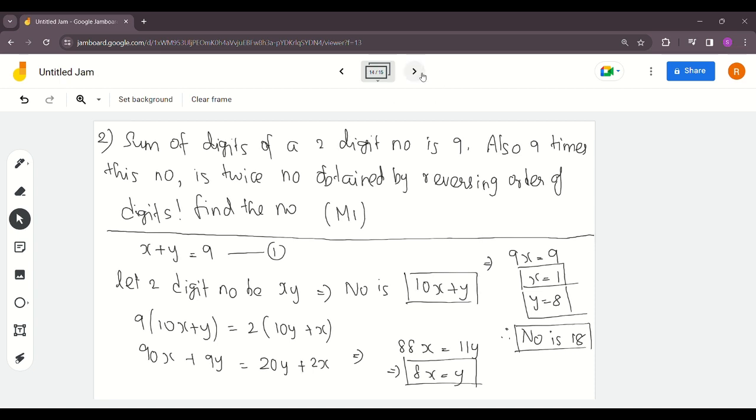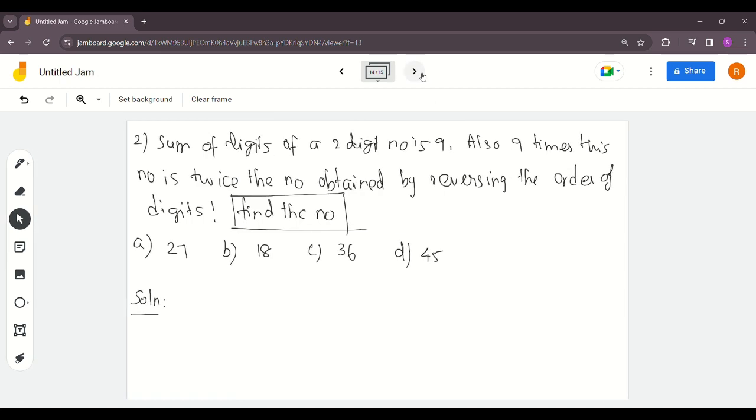But now, if the same question is asked in MCQ, now look at the question. Now find the number 27. All the digits you add, you get 9. So the first part of the question cannot be solved. You have to take the second part. 9 times this number. So 27 into 9. That will give me 243. Twice 72 is not matching, because twice 72 becomes 144. Now 18. 9 times 18. That is 162. That is equal to twice 81. So 162 equal to 162. So B is the answer.